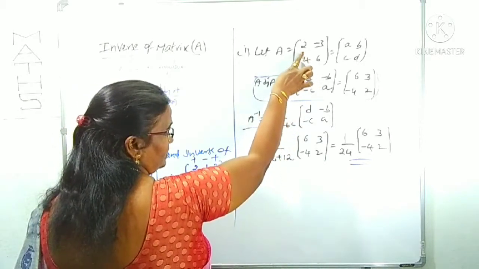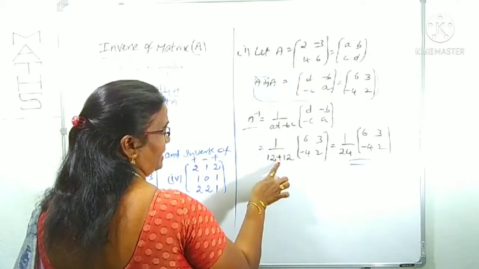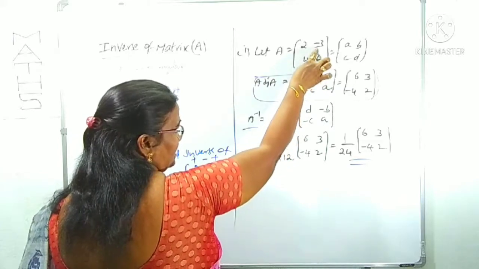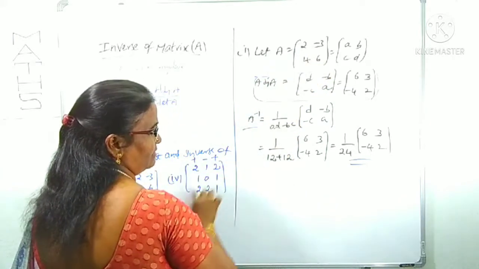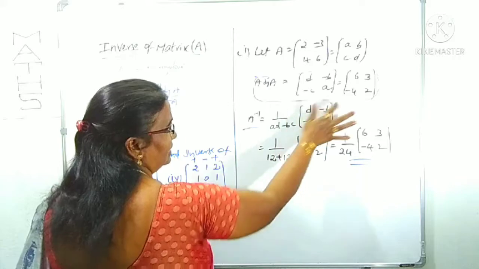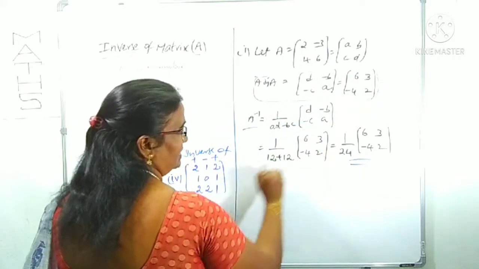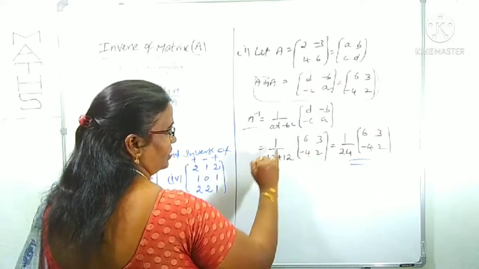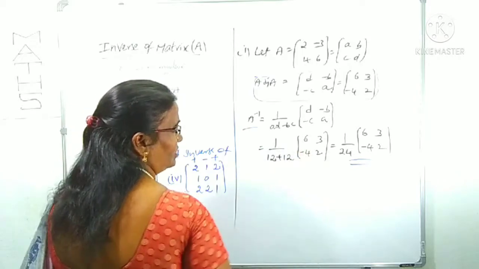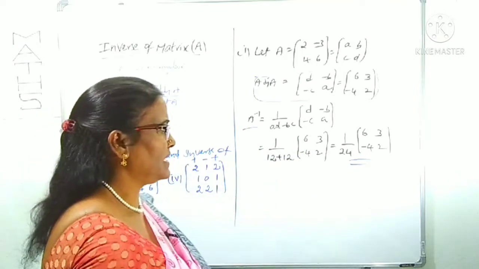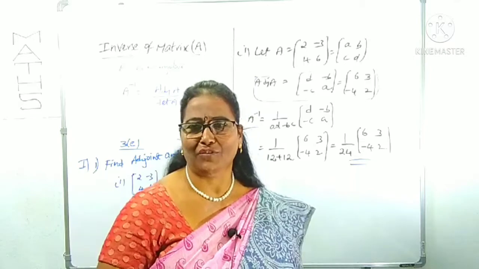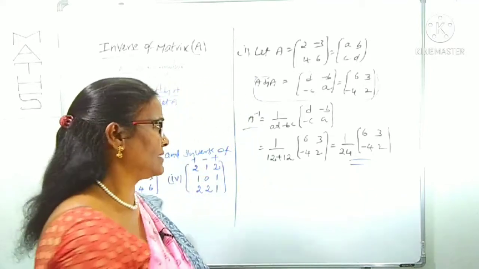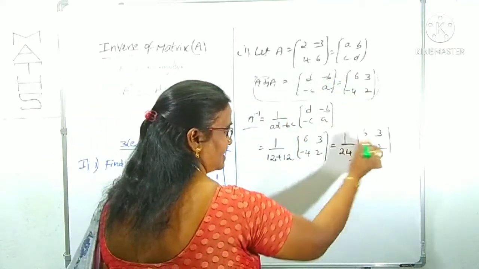AD is 2 into 6, which is 12, minus 4 into -3, which is -12, so it becomes +12. And the adjoint we already got: 6, 3, -4, 2. So 1 by 12 plus 12, which is 24, times 6, 3, -4, 2. This is the inverse of the given 2 by 2 matrix. This is the adjoint, and this is the inverse.